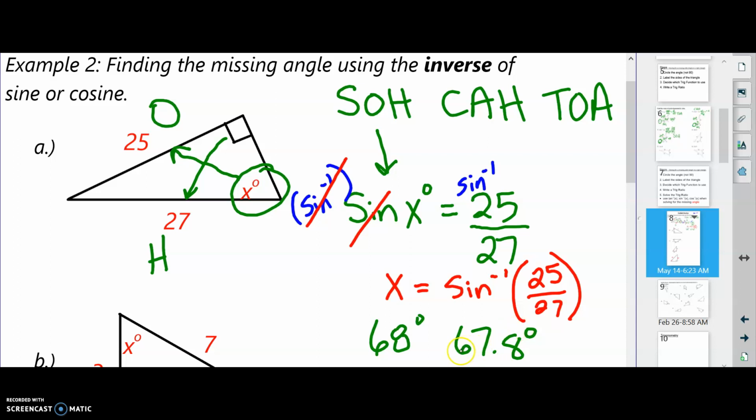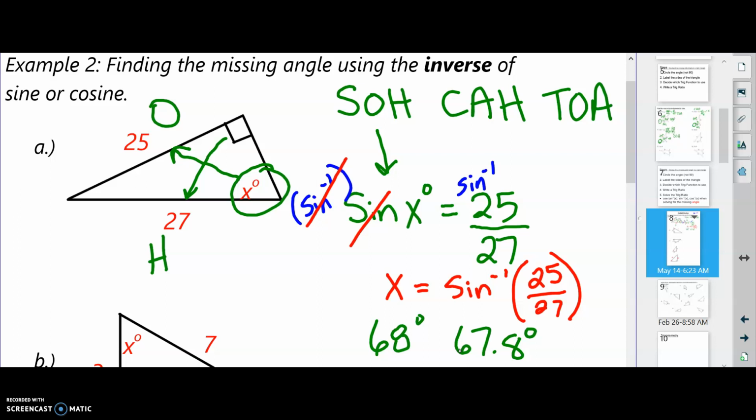All right. So if I was going to do this on my cell phone, when you turn on your calculator on your cell phone, you then need to turn your cell phone to the side. If you turn it to the side, you get a whole bunch more buttons, okay? So what we need to do on our calculator is type in the 25 divided by 27 first. So 25 divided by 27 equals, and you get a decimal, it's like 0.925 or something. So then we want to tell the calculator to do the inverse sine of that.